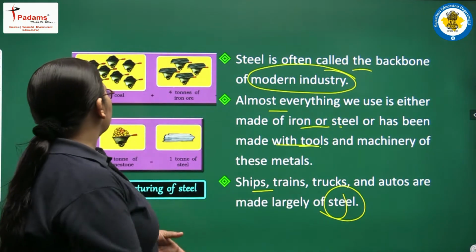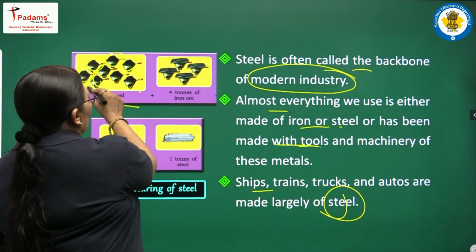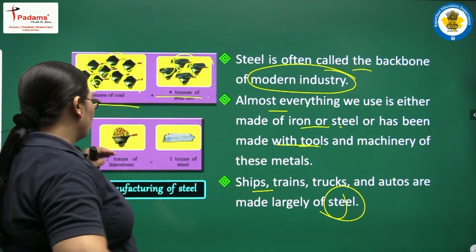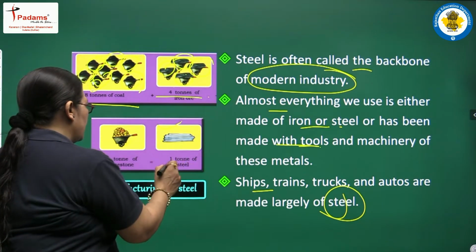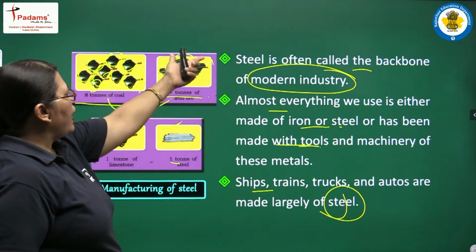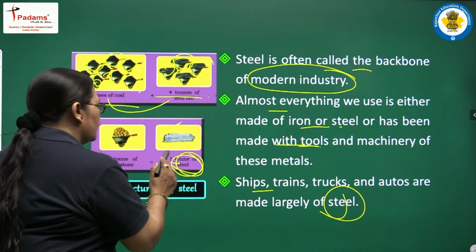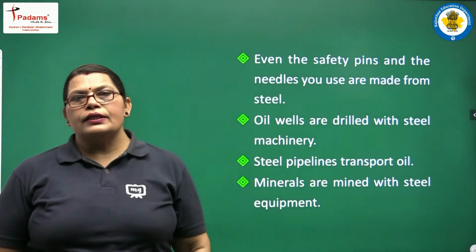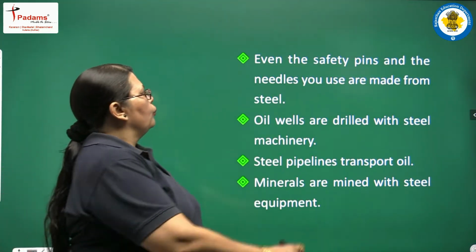Students, see here is the process. 8 tons of coal, 4 tons of iron ore, 1 ton of limestone and 1 ton of steel. So, with the mixture of 8 tons of coal plus 4 tons of iron ore and 1 ton of limestone, we get 1 ton of steel. This is the manufacturing process of steel and shows how the process goes on in the industry.